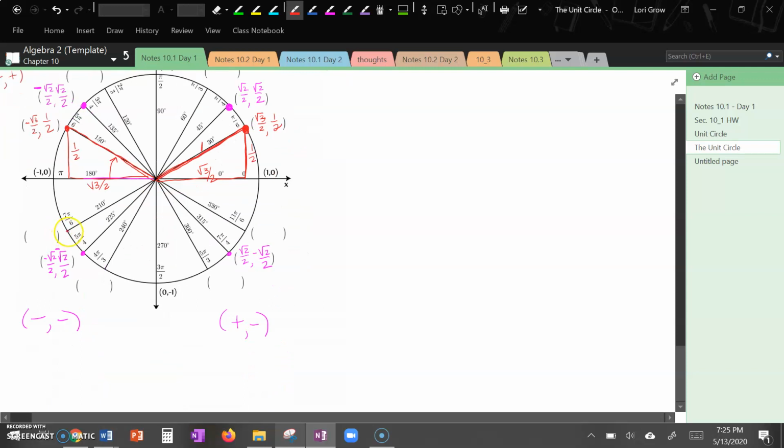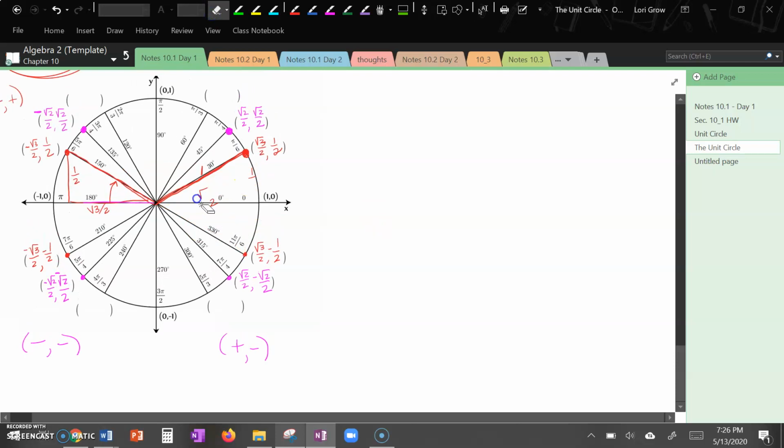Down here, this is the 30-degree reference angle. It's negative root 3 over 2 and negative 1/2 for this coordinate. And then finally over here, this is the angle that would be referenced as the same 30-degree triangle as up above, and it would be a positive root 3 over 2 and a negative 1/2 because every point in this quadrant is a positive x and a negative y.